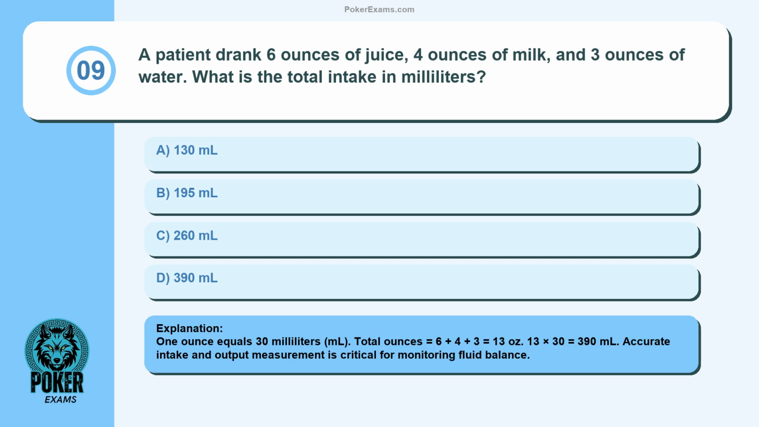1 ounce equals 30 milliliters, ml. Total ounces equals 6 plus 4 plus 3, which is equal to 13 ounces. 13 times 30 is equal to 390 milliliters. Accurate intake and output measurement is critical for monitoring fluid balance.